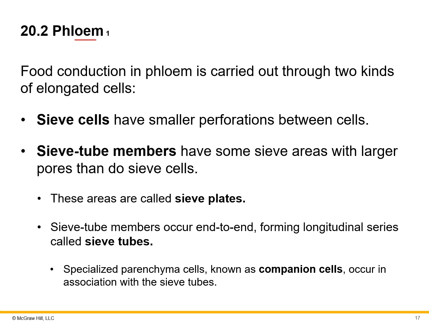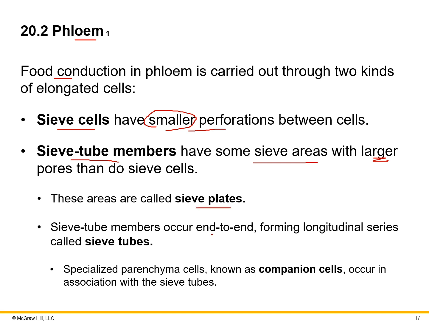All right, now looking a little bit more at the phloem. Again, this is the food conduction that's carried out. So there are two types of elongated cells here. Sieve cells make smaller perforations between the cells. And then the sieve tube members have some sieve areas with larger pores. So again, smaller perforations here in the sieve cells. The sieve tube members have larger pores than the sieve cells, and those are referred to as sieve plates.